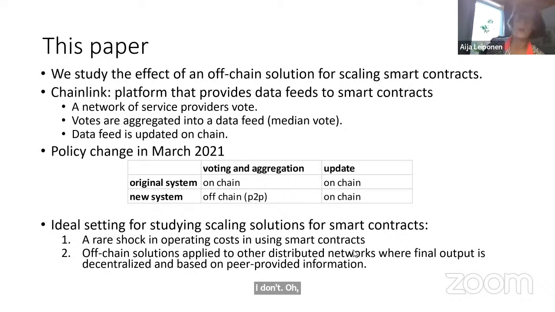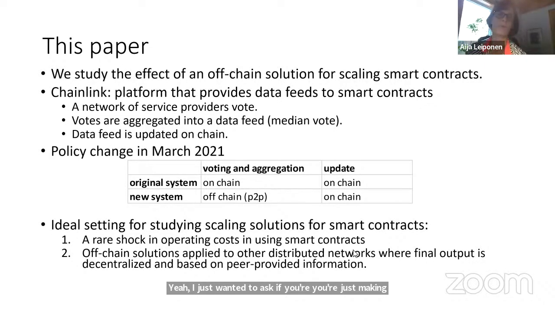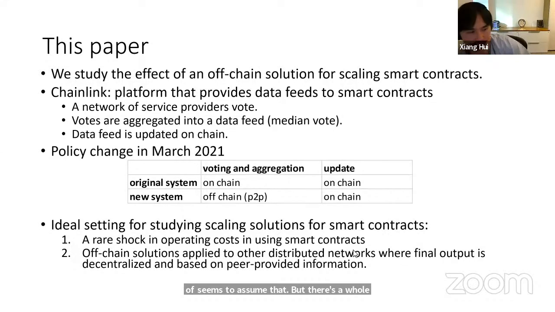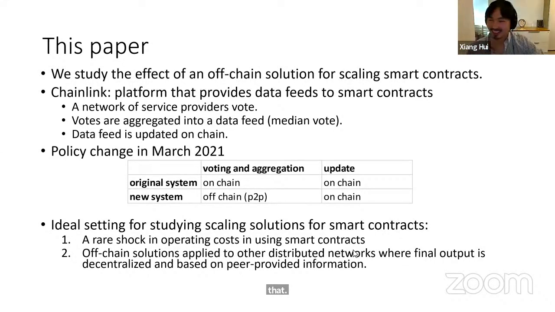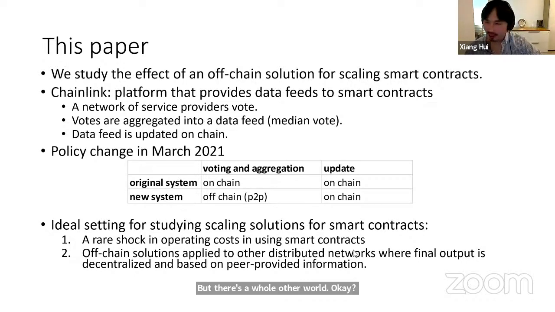Yeah, I just wanted to ask if you're making an assumption that blockchain is a proof of work system, because everything that you spoke about seems to assume that, but there's a whole other world out there with other consensus mechanisms and other cost issues.